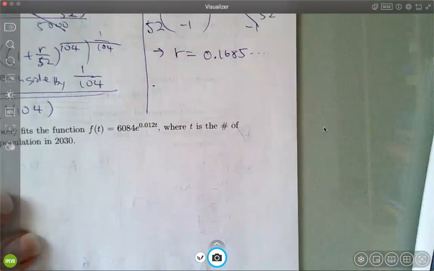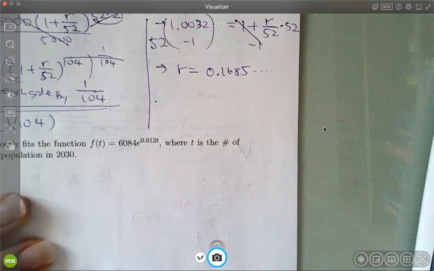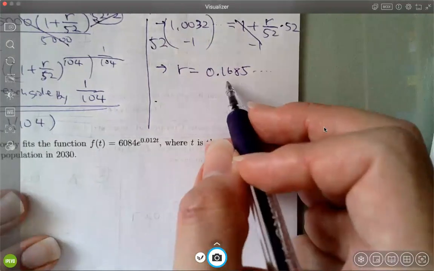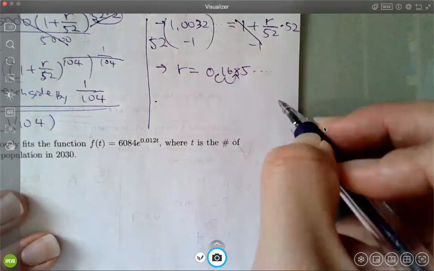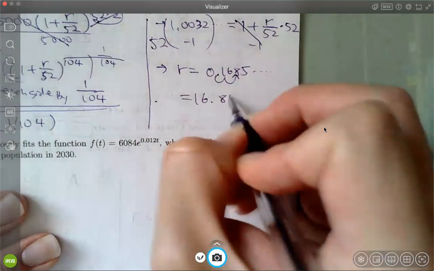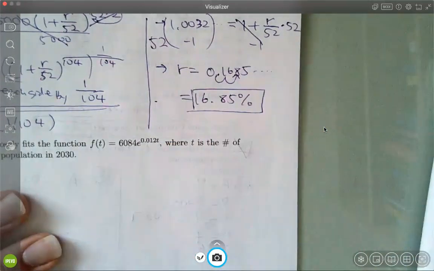Now, R was what? The interest rate, right? Which is typically represented in what? Percent, right? But this is not 0.1685%, right? So what do we do? Do that, right? Okay, so what's the answer roughly? 16.85%, which is kind of insane interest rate, right?